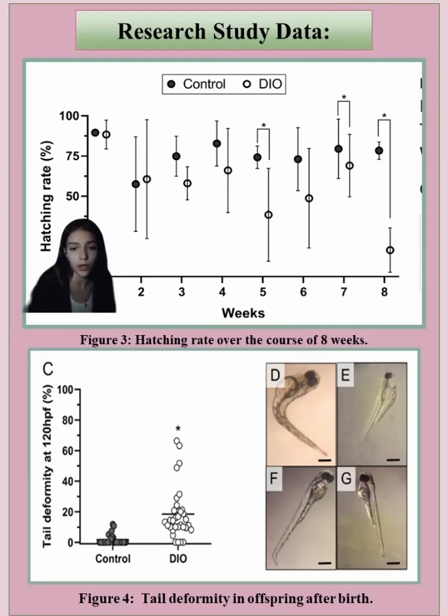And here in pictures D, E, F, and G, you can see some of the visual representations of these tail deformities, where some fish were even born with no tail at all, and they were just very deficient from the beginning. And this can be directly translated into the human genome.